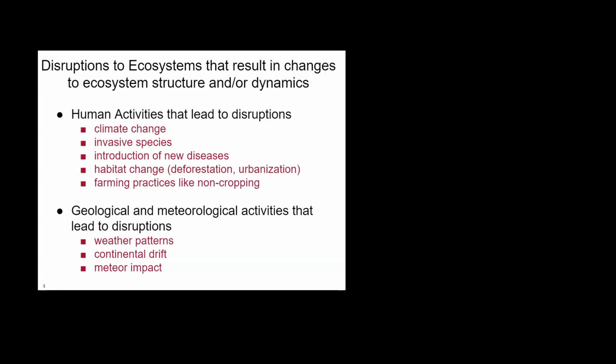Also, there's farming practices that impact ecosystems through, for example, fertilizer runoff, or monocropping, which means just not rotating crops, but having the same crop planted over and over again, which results in a depletion of nutrients in the soil. And things that are geologic or meteorologic are things like changing weather patterns or the drifting of continents. If we're looking over time, we can look at extinction events such as meteor impacts.